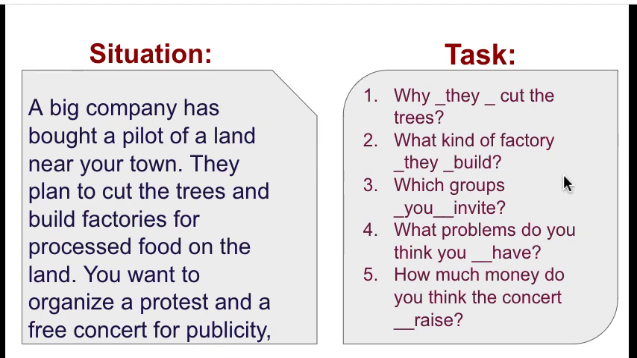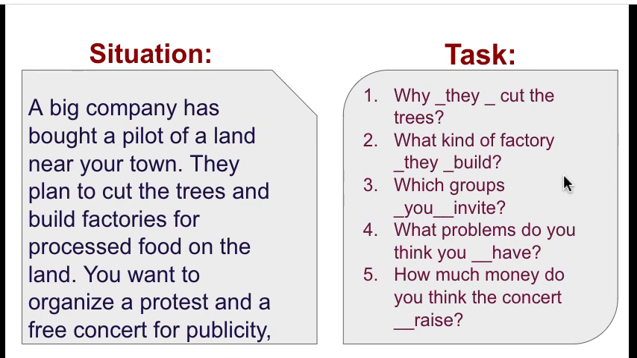The first sentence: why they cut the trees. In this case, which verb can we use? Will or going to? Yes, you are right. We use going to, and it will be: why are they going to cut the trees? Because the decision was made before the moment of speaking.